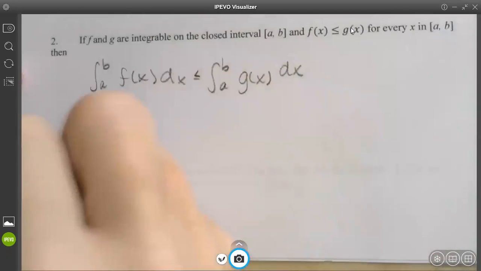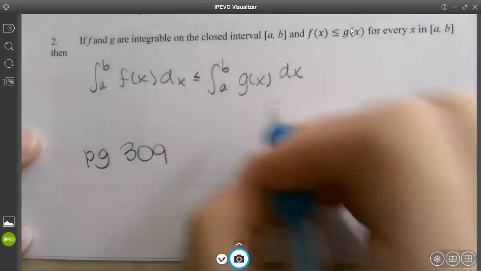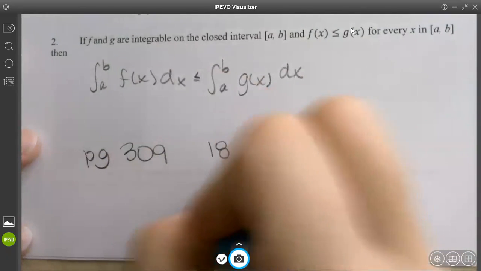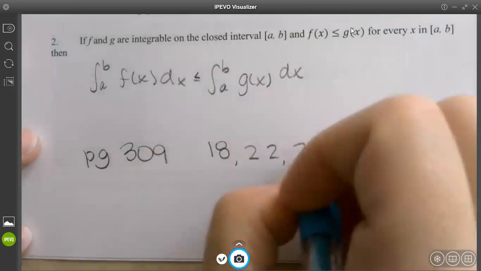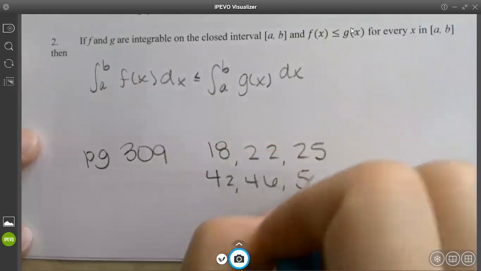Here's your homework. Page 309. 18, 22, 25, 42, 46, 53.